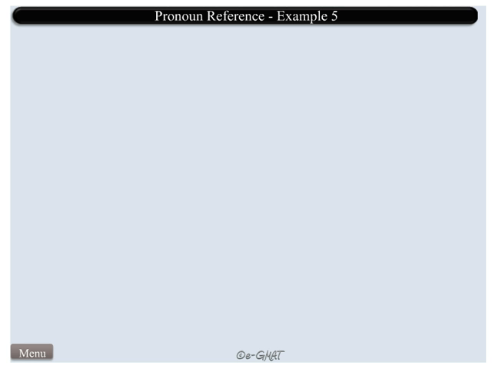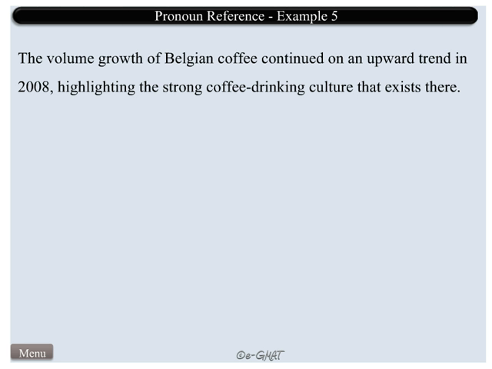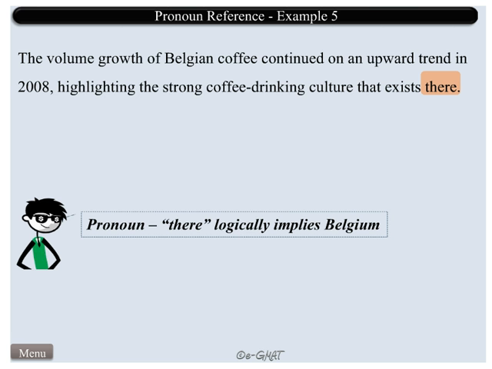Lastly, in example 5, we will demonstrate the definition of pronouns and how errors in GMAT sentences can be created by not following this definition. Read the sentence. In this sentence, the pronoun their logically refers to Belgium. However, the word Belgium does not exist in the sentence.